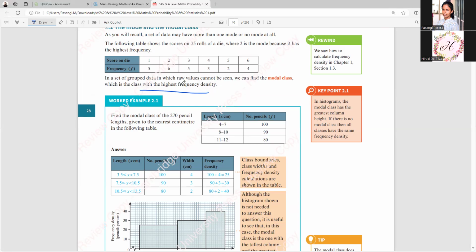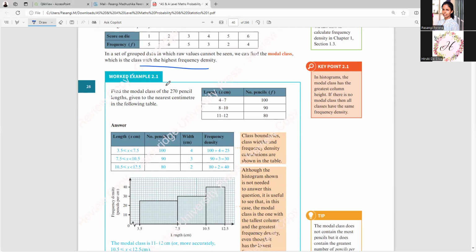Now, how are we going to calculate that highest frequency density? We should divide the frequency by the length of the class. Here we have 4 to 7, 8 to 10, and 11 to 12. We do not use these as the actual ranges; we have to convert them into class boundaries. Then 4 becomes 3.5, 7 becomes 7.5, 8 becomes 7.5, and 10 becomes 10.5.